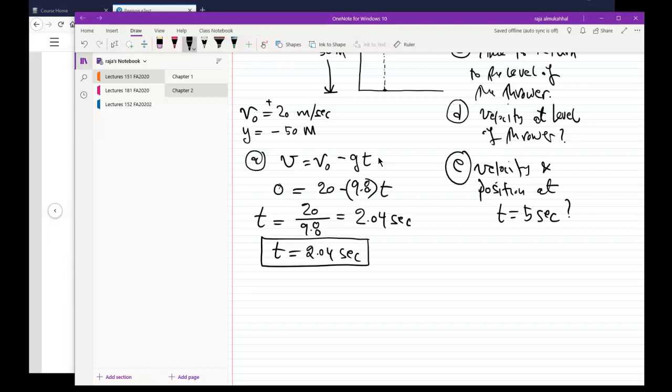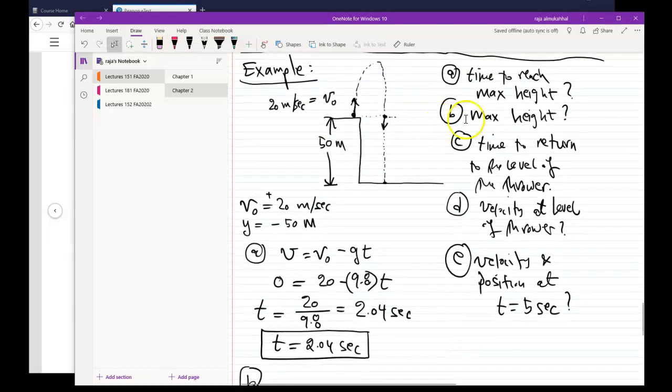So far, so good. Part B, he says, what is the maximum height? So what is that maximum height? Whether you measure it from the floor or from the level of the thrower.